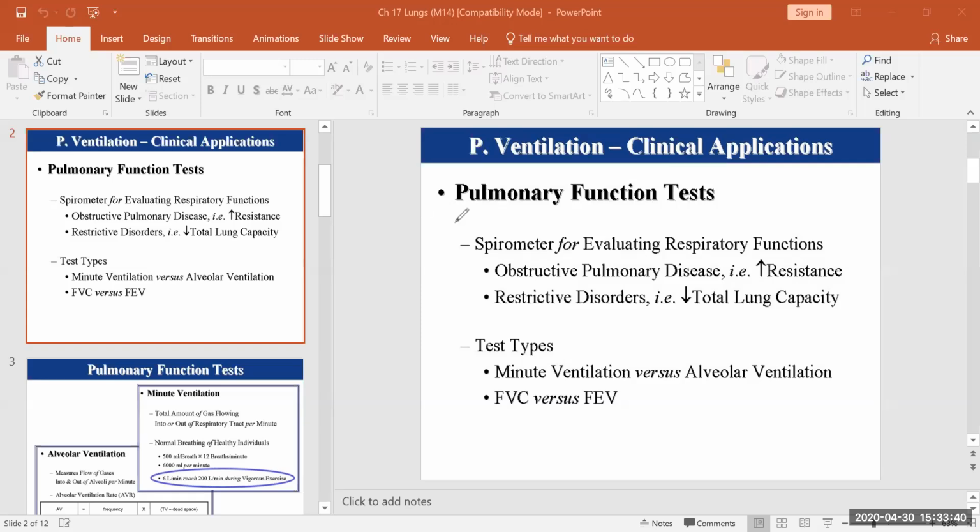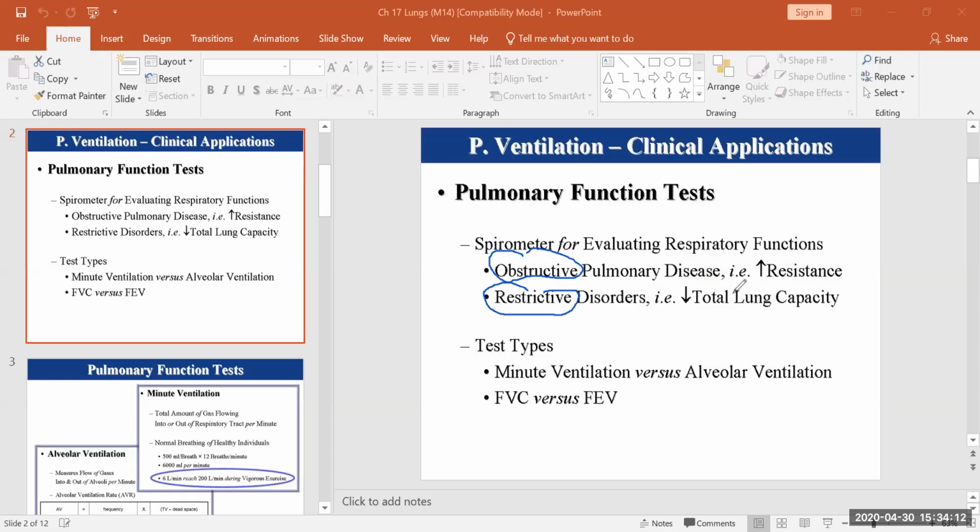But these simple pulmonary function tests can give us some parameters. They can tell us, for example, whether the patient has, we can differentiate two conditions: obstructive pulmonary disease or restrictive conditions. So obstructive versus restrictive, right?